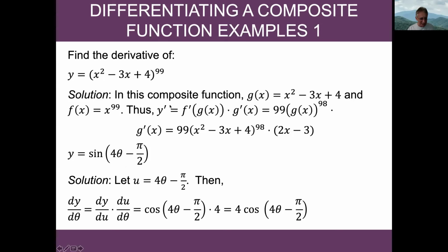You got to do this. So we got to take the derivative of what's inside. That's going to go away. And don't get distracted by the fact that this is an x. If you want to, replace it with an x. That's 4x minus pi over 2.